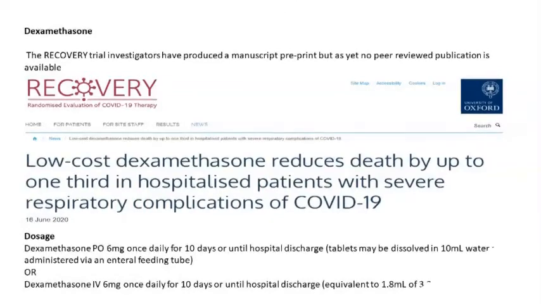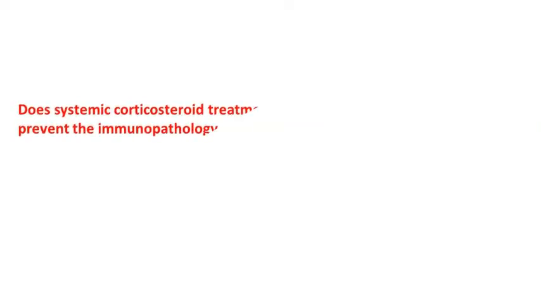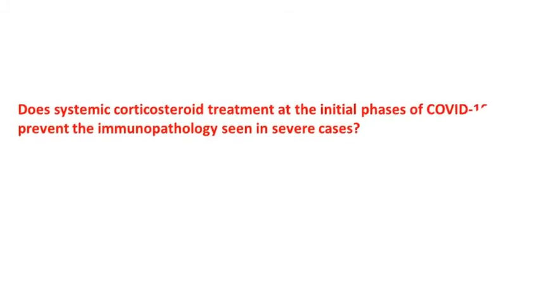Dosage suggested is to give 6 milligram once daily for 10 days until hospital discharge. And the point of dexamethasone here puts a very important question: does systemic corticosteroid treatment at initial phases of COVID-19 prevent the immunopathology seen in severe cases or not? And there are no recommendations at all to use systemic corticosteroids in non-critically ill patients.